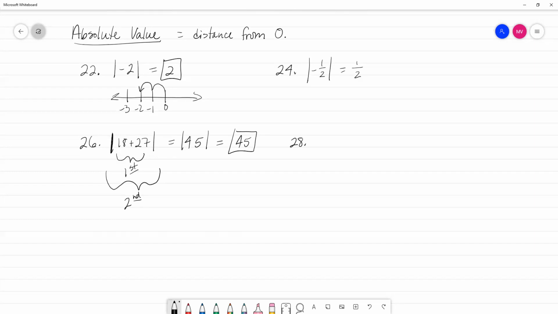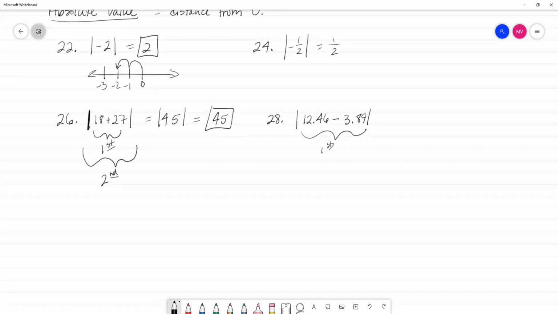Anyway, 28 gives us the absolute value of 12.46 minus 3.89. All right, so again, same thing. Do the inside of your grouping symbol first, then solve the grouping symbol. And don't be proud, y'all. Rewrite this whatever way makes it easier for you to solve it correctly. Pride cometh before a fall. That's an easy way to make careless errors. So just lay it out.